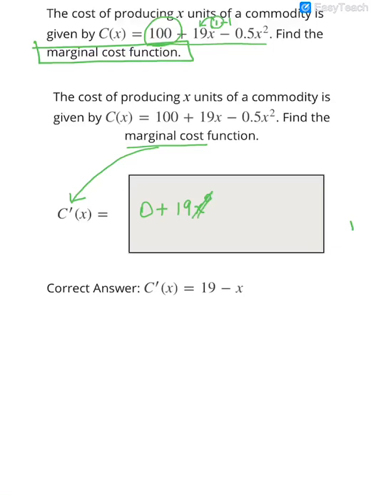And then minus, and then we have a power of 2 that's going to come to the front, multiplied by 0.5, so half of 2 would leave me with a 1. And then when you decrease that power by 1, you're left with x to the first. So my final simplified answer would simply be 19 minus x.